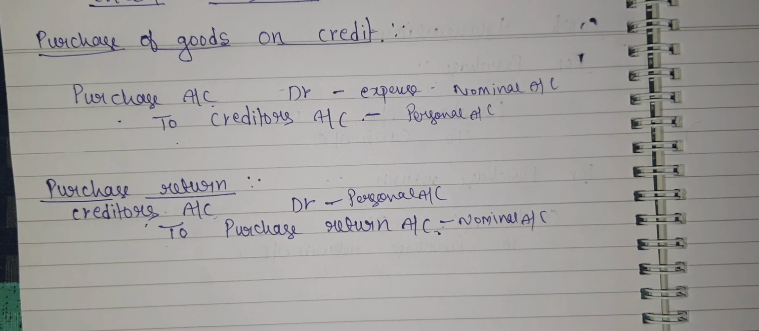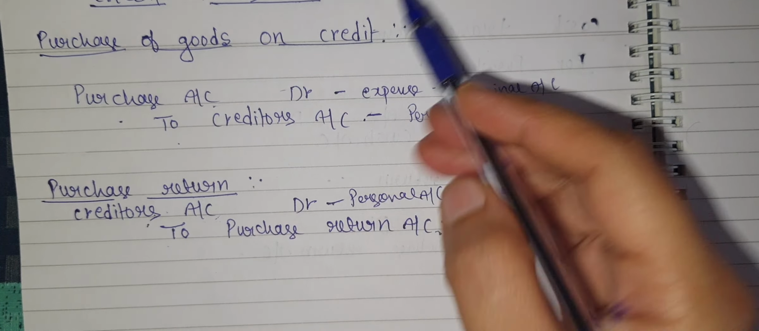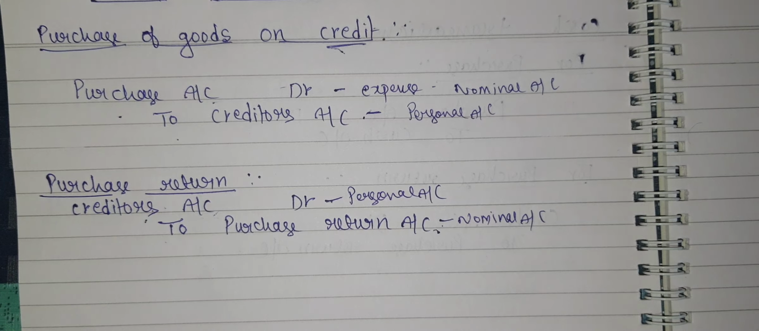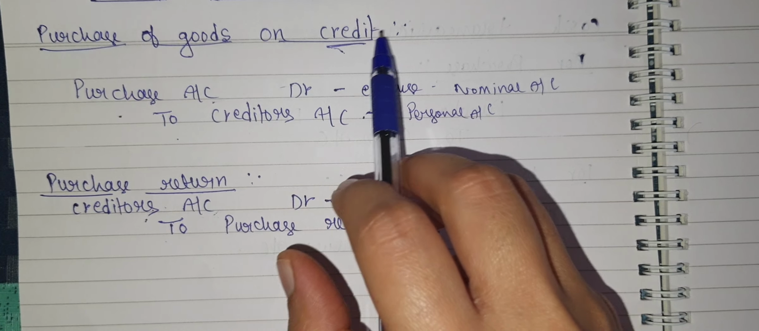It means you have not paid the cash to the supplier immediately, but you agree to pay the supplier at a later date. Fine. This is the meaning of purchase of goods on credit. This is the meaning of credit. Now, we will see the journal entry for purchase of goods on credit.